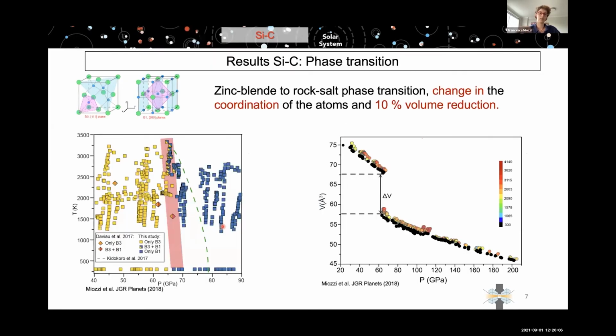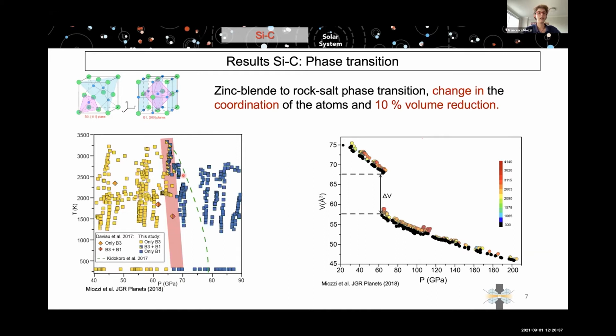Moving to the results on the binary Si-C system. SiC is known to have a phase transition from a B3 to a B1 structure at high pressure. The structure is still cubic, but there is a change in the coordination of the atoms. It was known in the literature from the 90s, but it was never well traced in pressure and temperature space. So with our data, we were able to define the transition zone and the Clapeyron slope of the transition in temperature and pressure space.